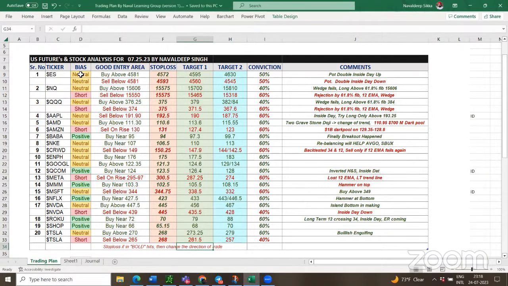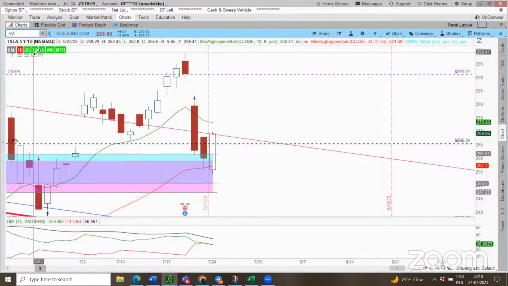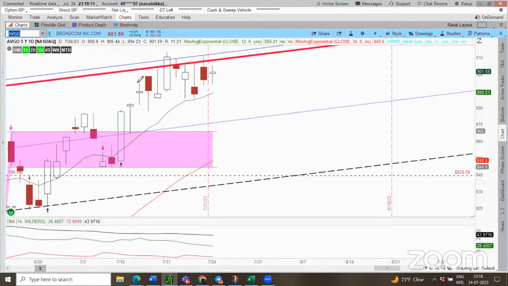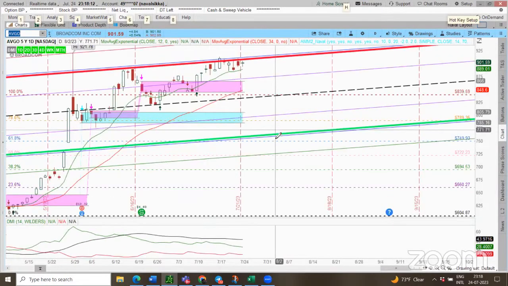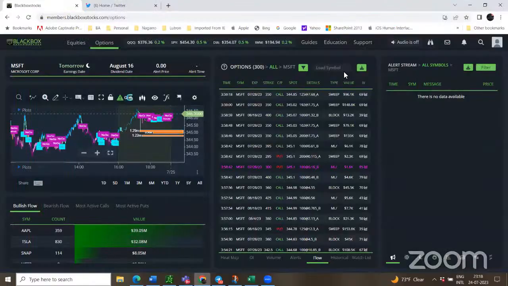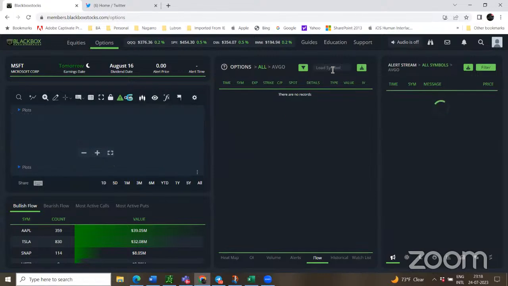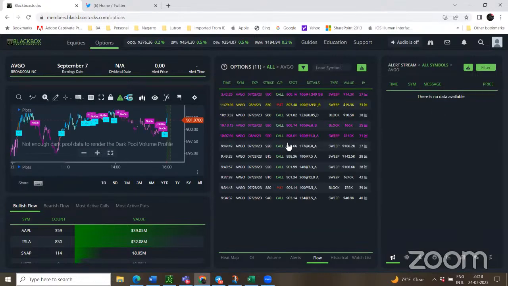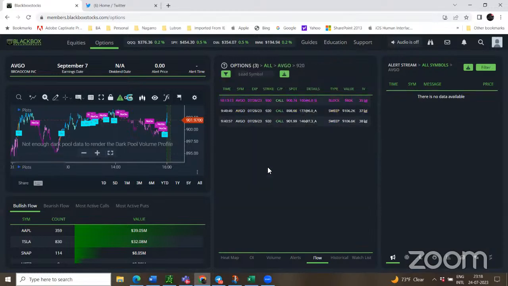All right, so this is my list. I have one more item, which is AVGO. AVGO is setting up for a move. Again, I'm positive on all the semis for tomorrow. So AVGO is something, 920 calls, 950. 920 calls are something I'm interested in.